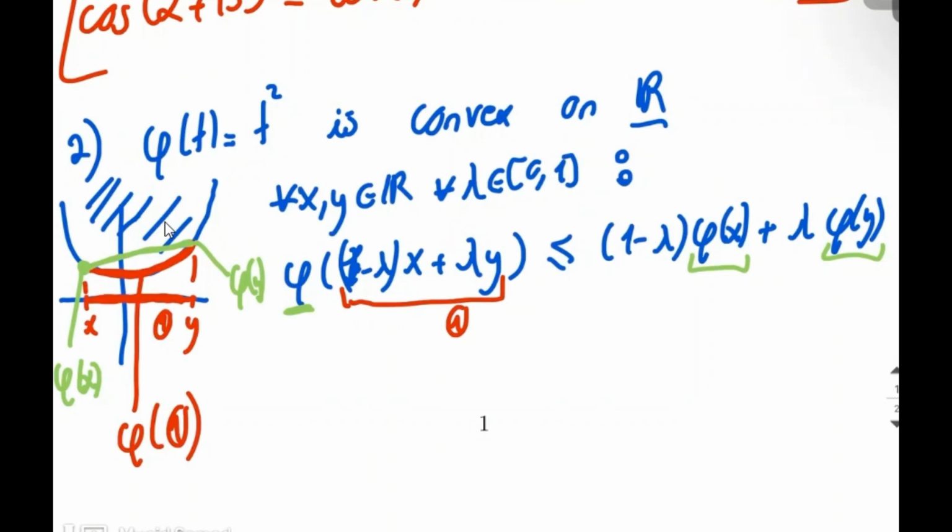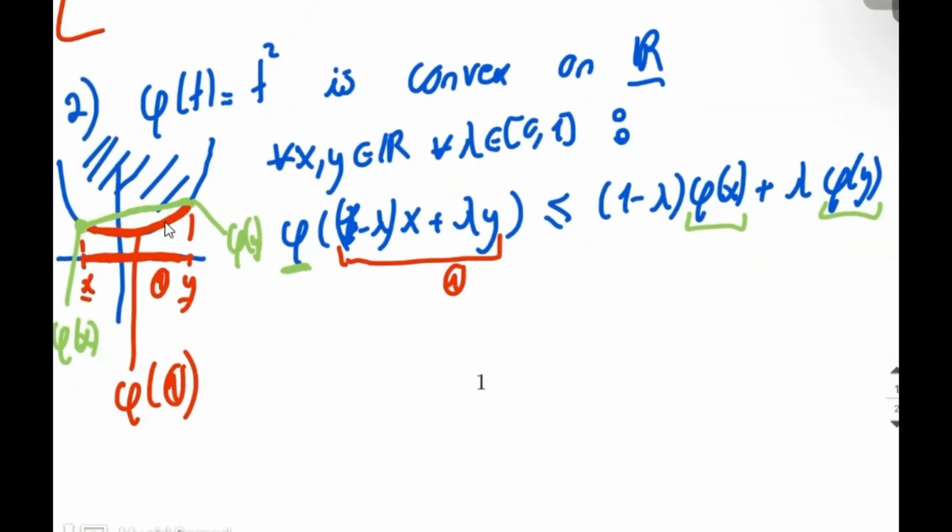Okay, and the statement now is that when we take the convex combination of these 2 points, x and y, and then apply the phi function, then we end up at a value that is smaller or equal to the function applied to these points and then taking the convex combination of them, which is roughly the same idea as the water example, that we don't lose any water in the container.